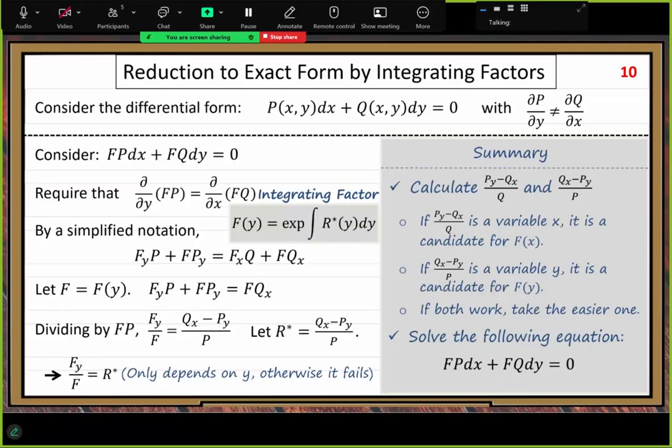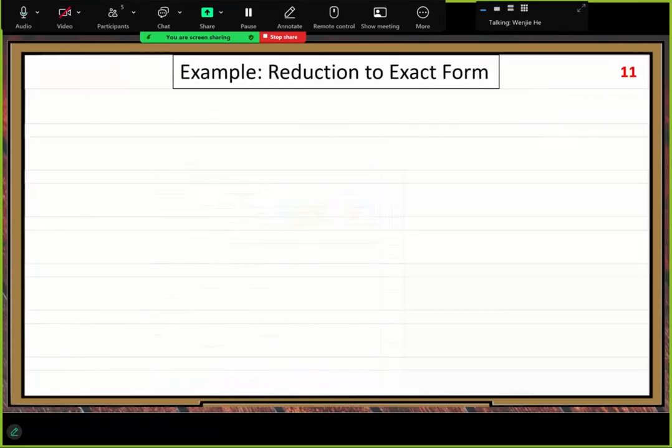I think that is enough for us. So the last thing now, let's look at one simple example.